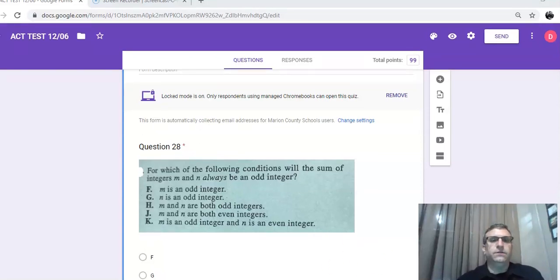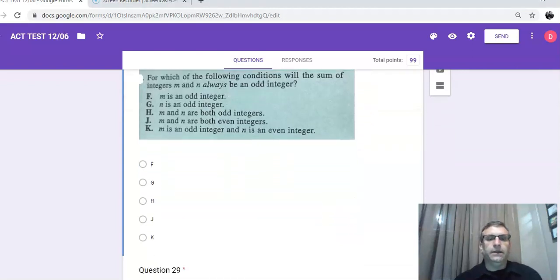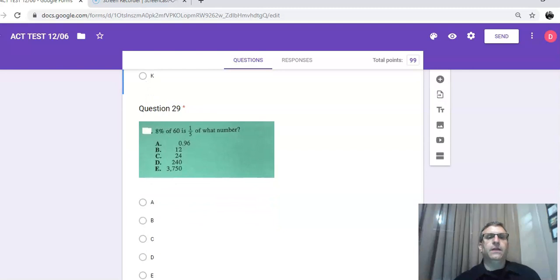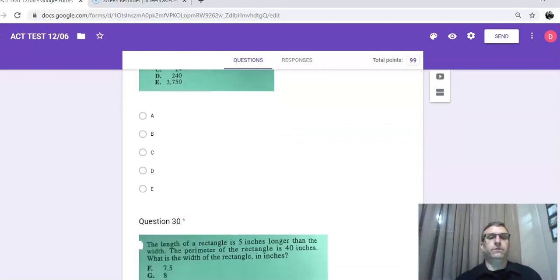For this question: for which of the following conditions will the sum of integers m and n always be an odd integer? For this one, just replace m with an even number and n with an odd number and see what happens. All right. Then 8% of 60, so 60 times 0.08, and then take 1/5 of that number.